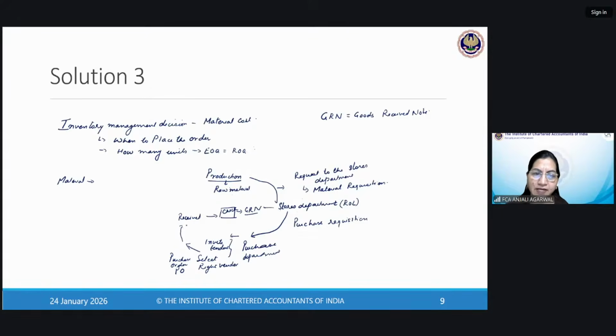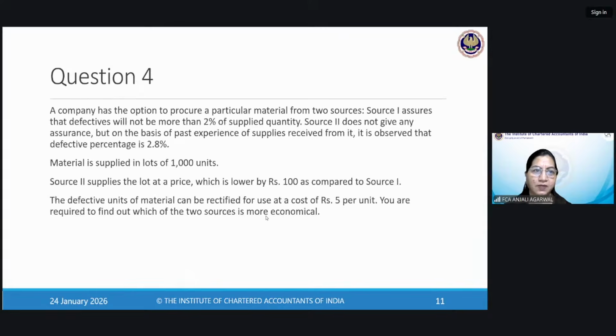The vendor will send the goods to you. Then when these goods are received, you check them, classify them, put them in the stores in a proper manner, and give a goods received note. When this goods received note is received by the vendor, he raises the invoice and the accounts department in the organization makes the payment. Okay. So this was the entire flow. We will talk about some theoretical concepts if time permits towards the end of the session.